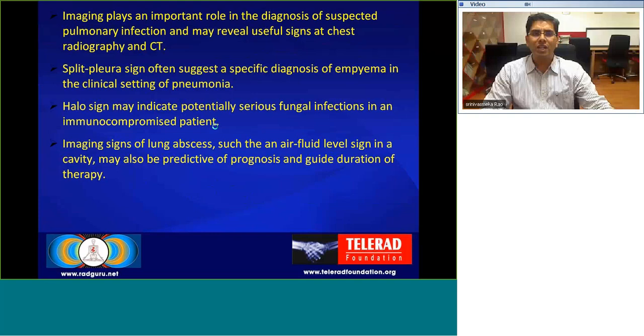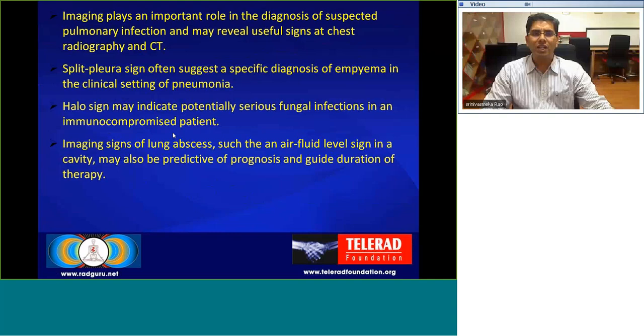So, to sum up, imaging plays an important role in the diagnosis of any suspected pulmonary infection and may reveal useful signs at CT and radiography. For example, these echinococcal infection signs are pretty specific, and the split-pleura sign is again fairly specific for empyema. Halo sign is seen in potentially serious and lethal fungal infections.